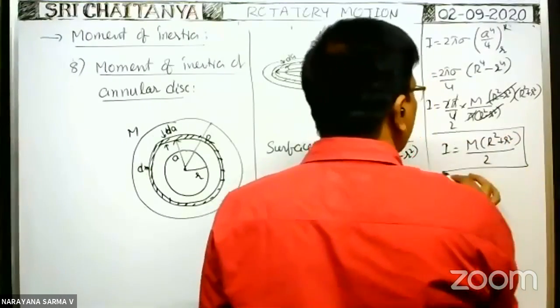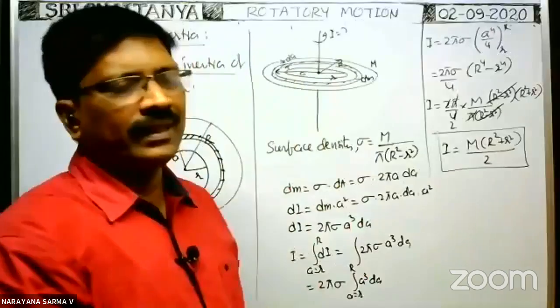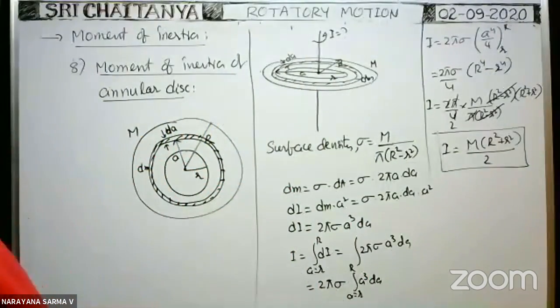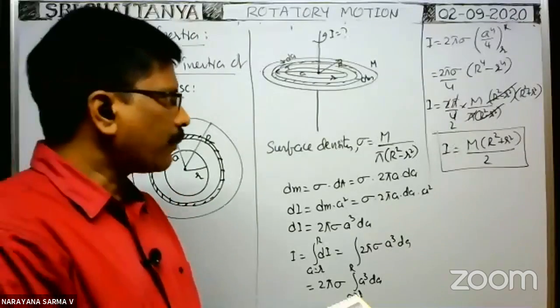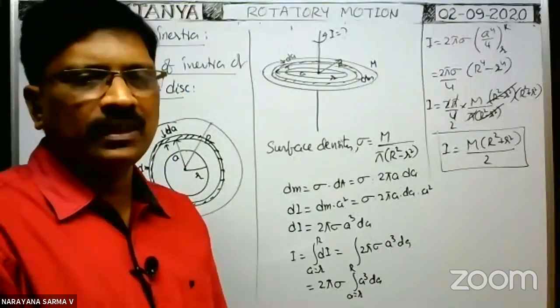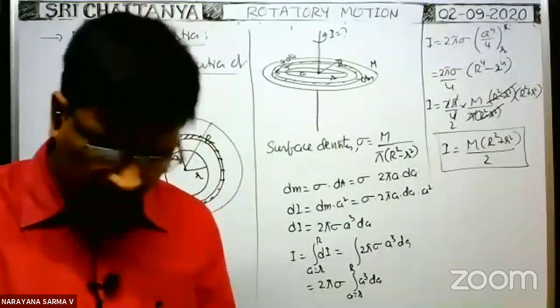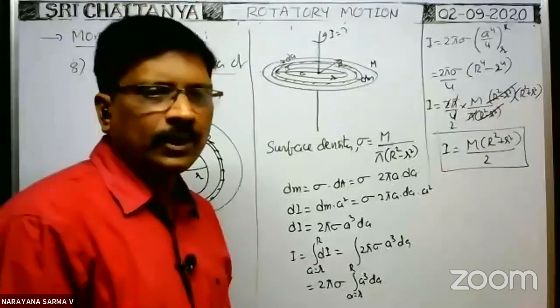This is the moment of inertia of the annular disk with inner radius small r and outer radius capital R. So M by 2 into capital R square plus small r square, that is the moment of inertia. In this way we have to do. I think you could follow.